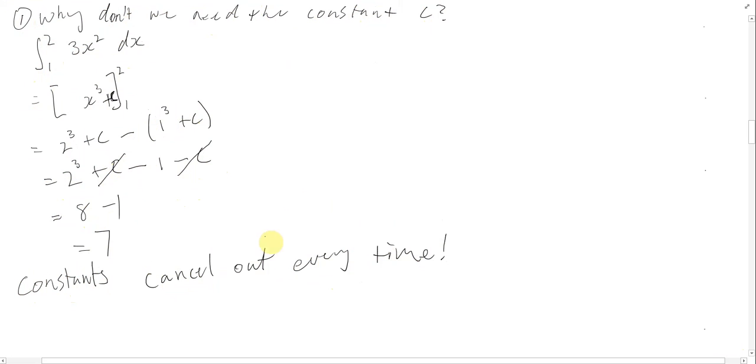Okay, and this is actually the big difference between integration and anti-differentiation. In anti-differentiation, you need the constant. Integration, you don't need the constant. And that's the big difference.